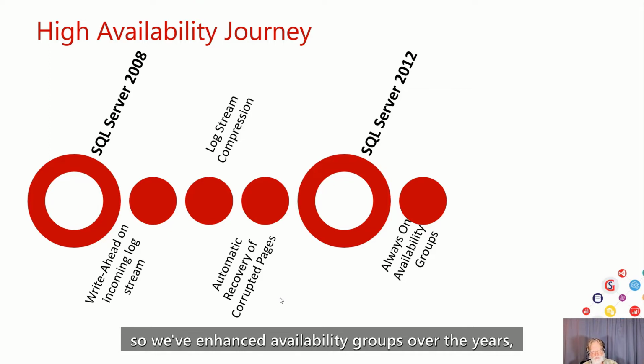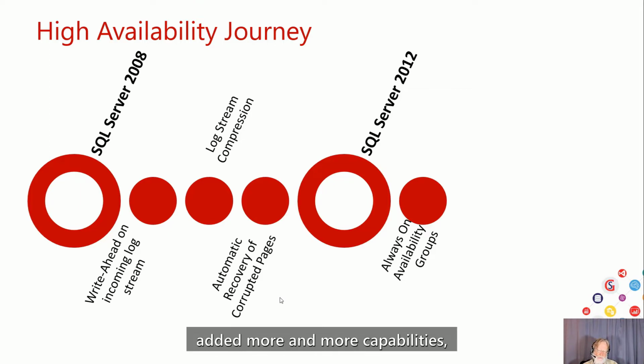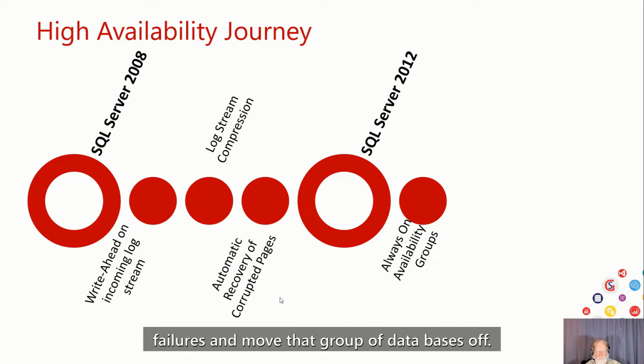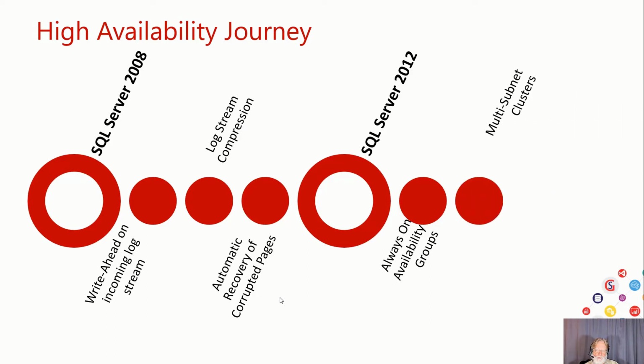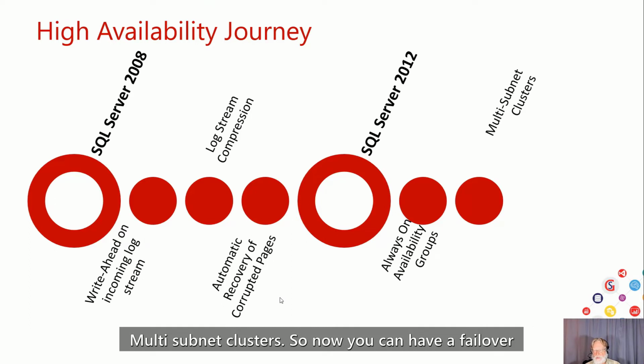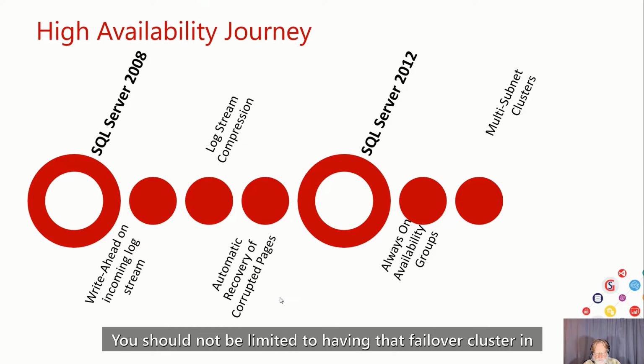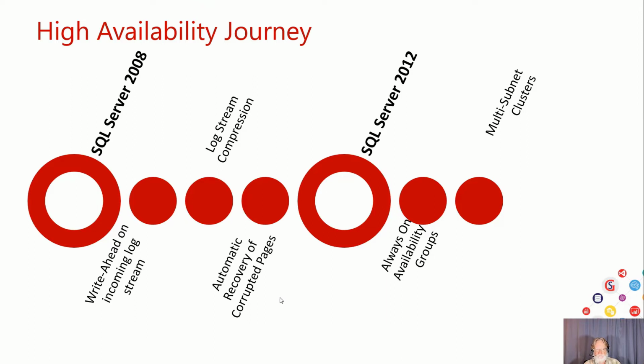We've enhanced availability groups over the years, added more and more capabilities, but the core is that you have a group of databases that will move as a unit, will automatically detect failures, and move that group of databases off so the primary role moves to the secondary server. You can have more than one secondary. There's a lot of enhancements in that. Multi-subnet clusters. Now you can have a failover cluster in a network topology that has more than one subnet. You're not limited to having that failover cluster in one single subnet.